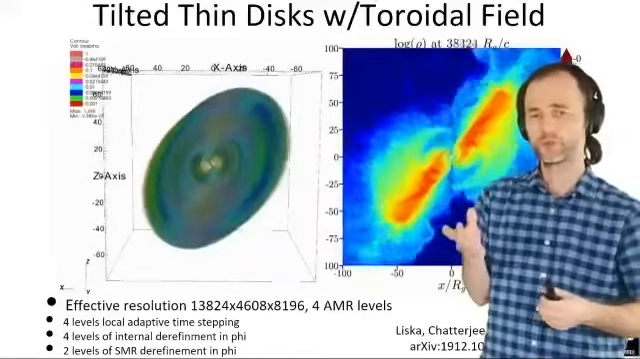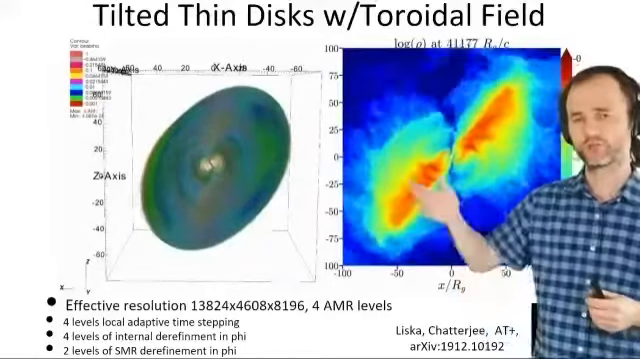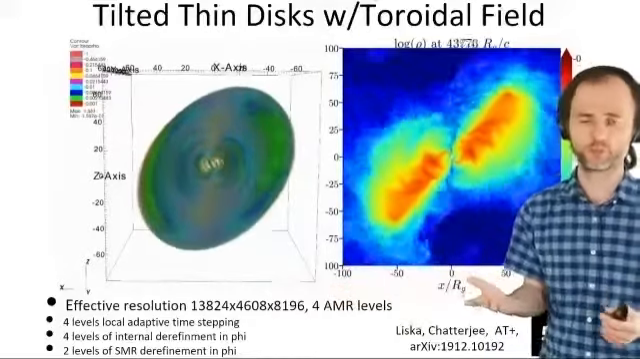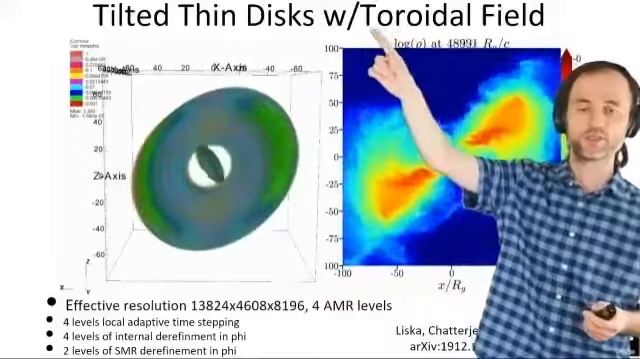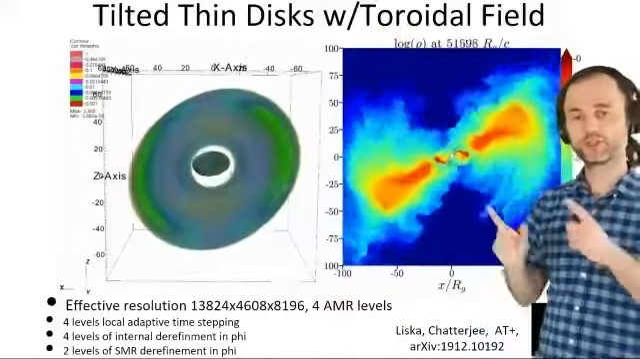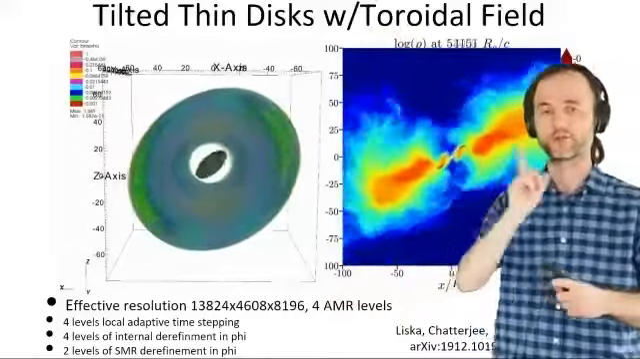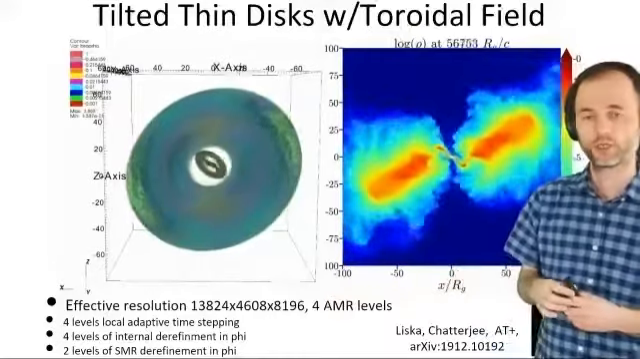And you will tell me, so what's the big deal? This simulation, very similar to the previous simulation, they look somewhat different. One thing that I didn't tell you is that this disk is with a toroidal field. So there is no field that's sticking out of the disk. The entire field that we started with was toroidal.